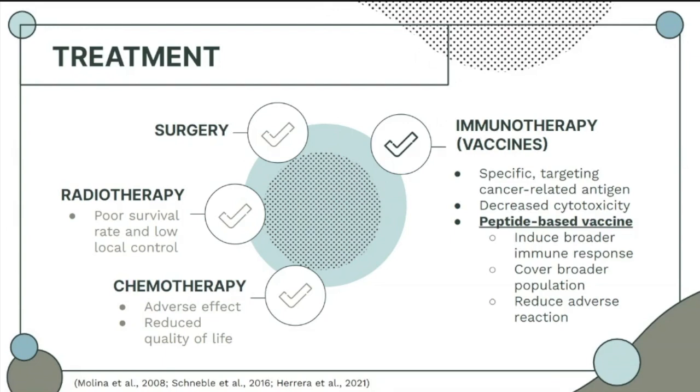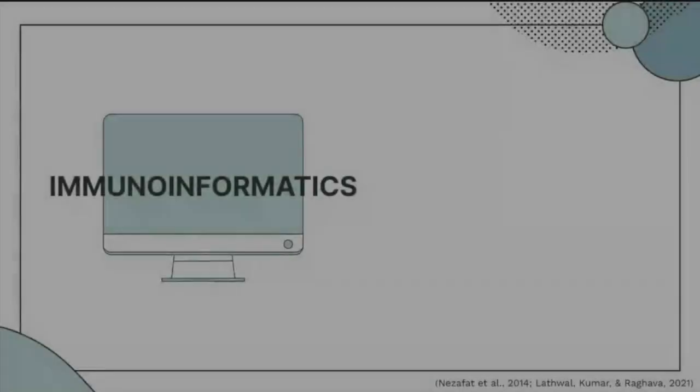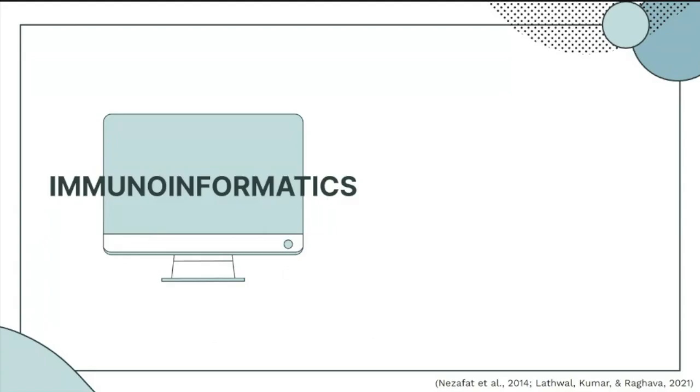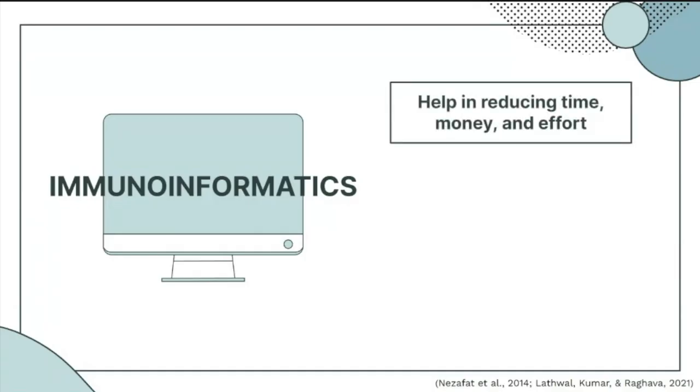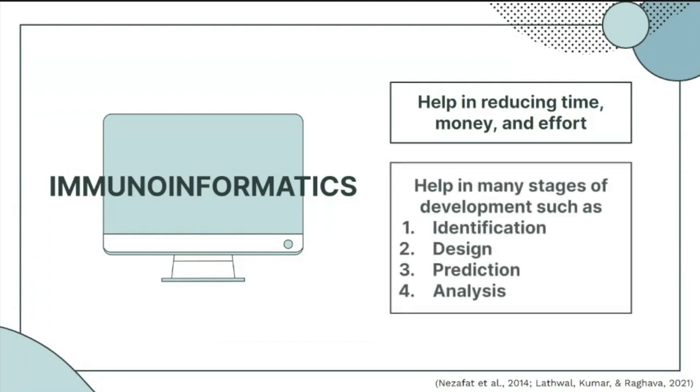Among the vaccines available, peptide-based vaccines are gaining more interest lately due to their ability to induce broader immune response, cover a broader population, and reduce adverse reactions. Lately, the immunoinformatics approach has been widely used to ease the development of multi-epitope vaccines since it is more efficient and cost-effective. It helps in reducing the time, money, and effort when compared to the conventional methods.